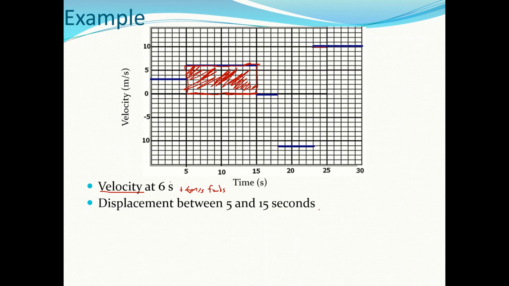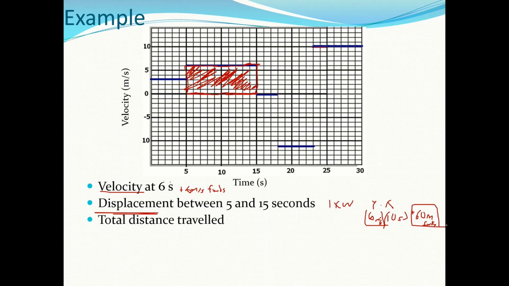Okay. So it's a rectangle. So it's length times width, or y times x. My x goes from 5 to 15, which is 10 seconds. And then my y goes from 0 to 6. So it's 6 meters per second. So 6 meters per second times 10 seconds gives me 60 meters. Double check displacement. So that's positive 60 meters, which means forwards. So 60 meters forwards would be my answer.